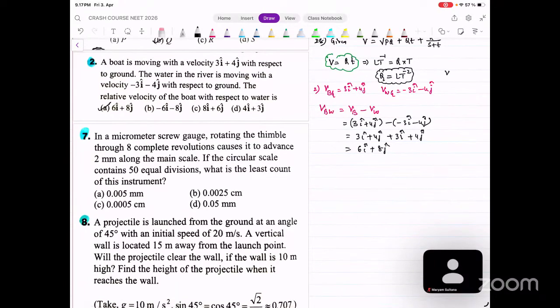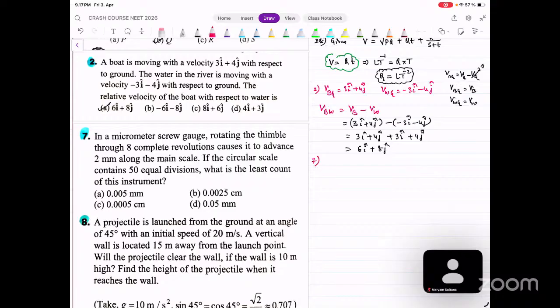See, velocity of boat with respect to ground means velocity of boat minus velocity of ground. Now ground will not move, beta, it will be zero. That means velocity of boat with respect to ground is just the velocity of boat. Velocity of water with respect to ground means just the velocity of water only, because the velocity of ground will remain at rest. Am I clear? Let's see question number 7, beta.